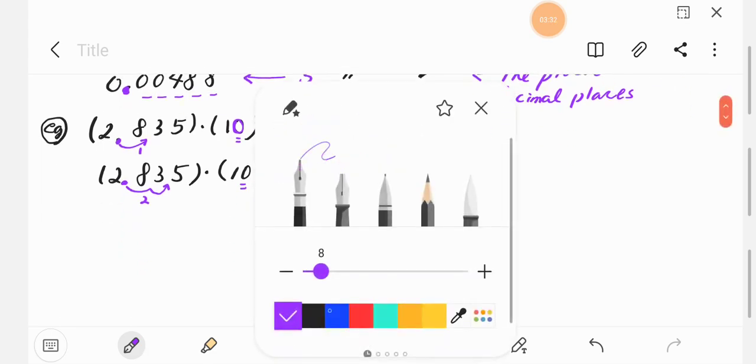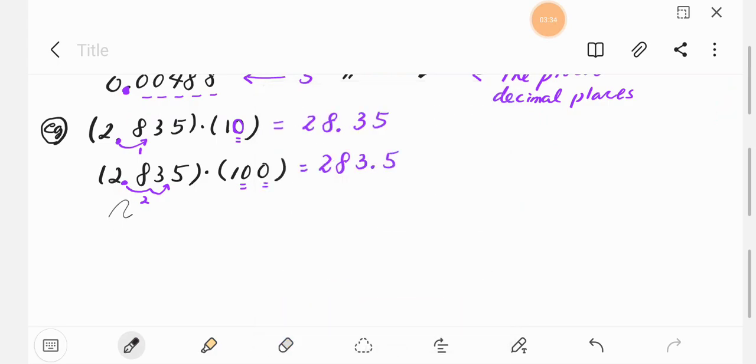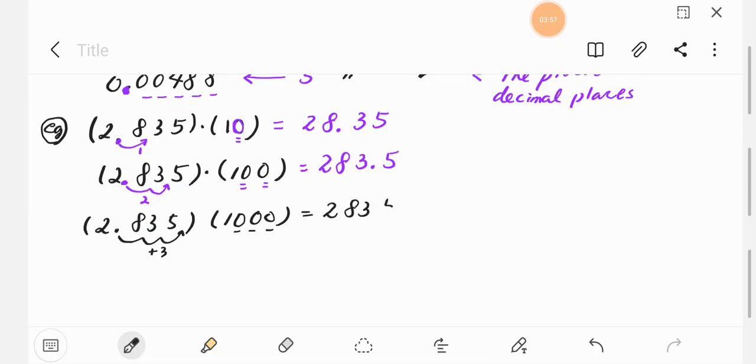Okay, so let's try another one. Let's do the same thing. So I'm going to multiply 2.835 by 1,000. Okay, then the result will be what? There are 3 zeros, so move this decimal point 3 places to the right because we want to make it larger, right? So it will be 2,835. So in this case, you don't need to put zeros after this one, right? Okay, pretty simple.